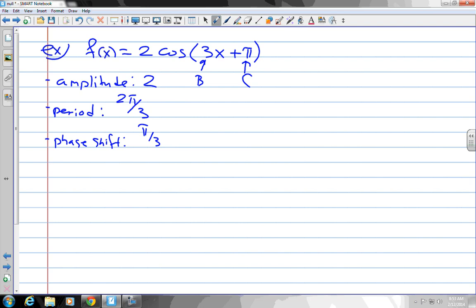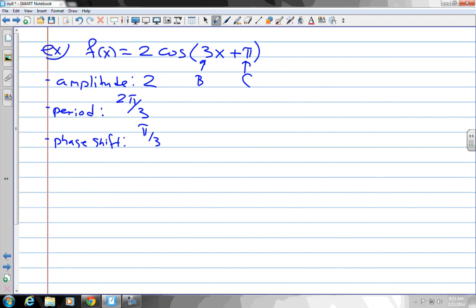Okay? So we can actually sketch the graph. We can do the cosine with the period of 2 pi over 3. How do you do that?